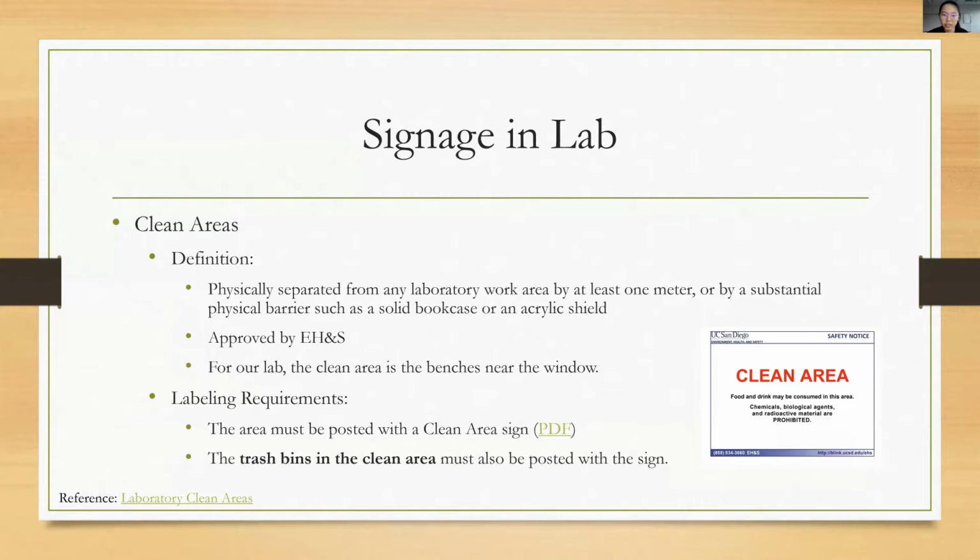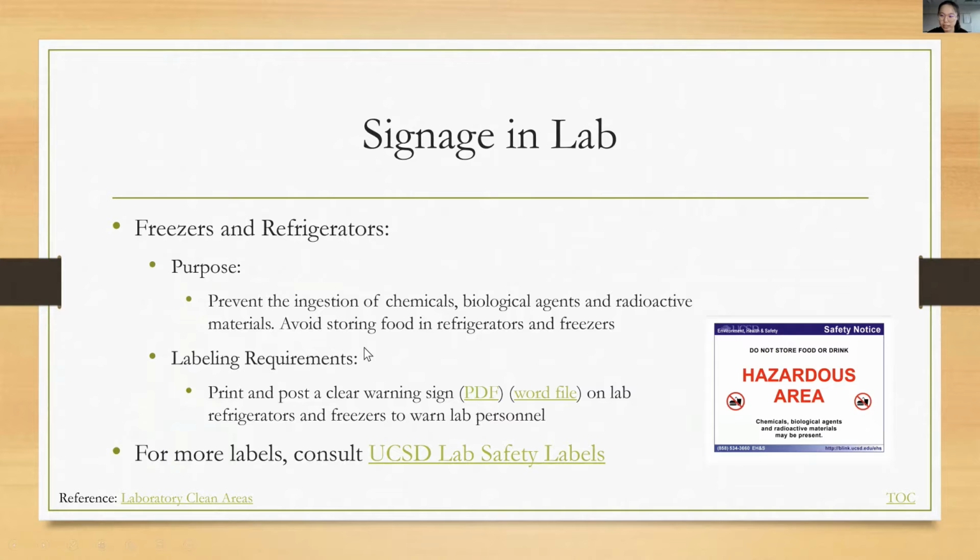So the clean areas, including the trash bins, need to be labeled with the clean area sign, and the freezers and refrigerators in our lab that are storing the chemicals need to have the hazardous area label. So those labels are already in their places, but if we need new labels, you can always go to the links here and print the new ones.